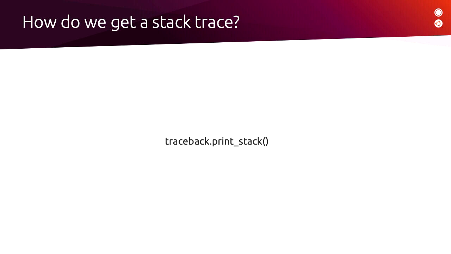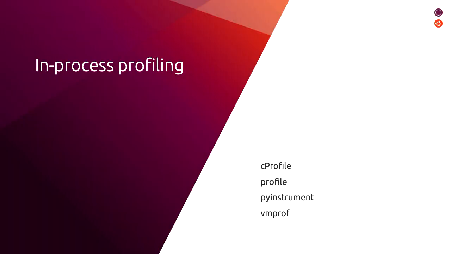So how do we get a stack trace? Well, if we're in Python, that's super easy. We can just import the traceback module and call traceback.print_stack. And there are a couple of other modules like inspect where we can programmatically step through that instead of looking at a string. And we have quite a few tools that can make use of this, which I like to call in-process profilers. Python has one built in called cProfile. And there are a few others that tweak this, PyInstrument and VMProf.